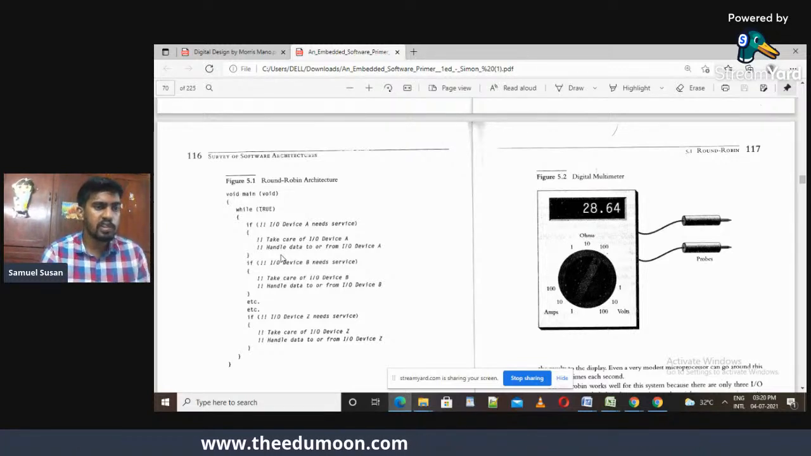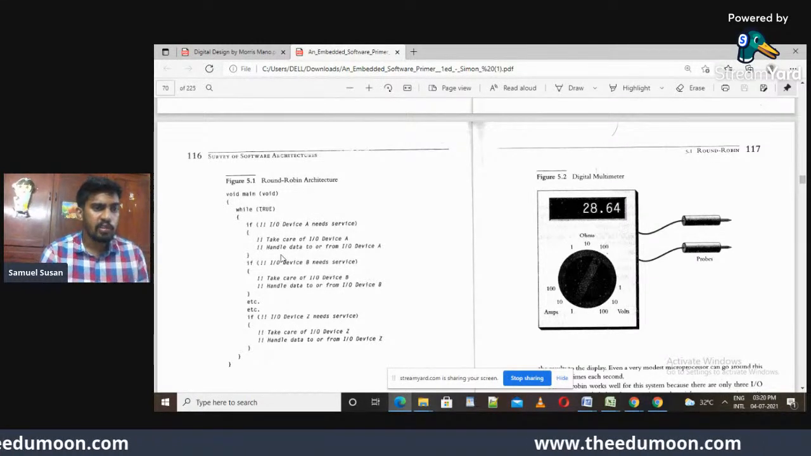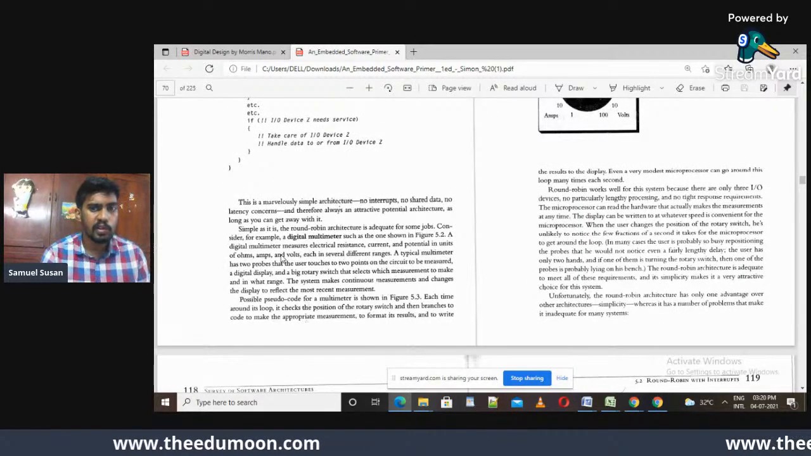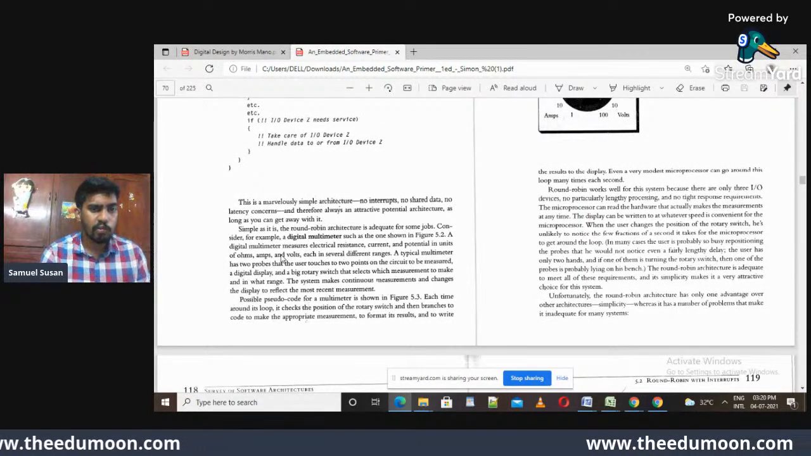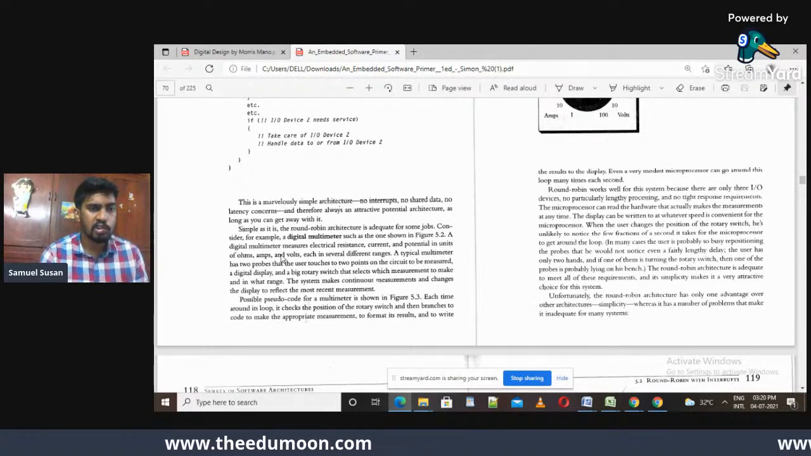The more devices you have in your embedded system, the more the waiting time will increase, right? But this is a very simple architecture, very simple to implement, because we don't need to worry about these interrupts, because we're not allowing any interrupts. There is no shared data problem, and so on.